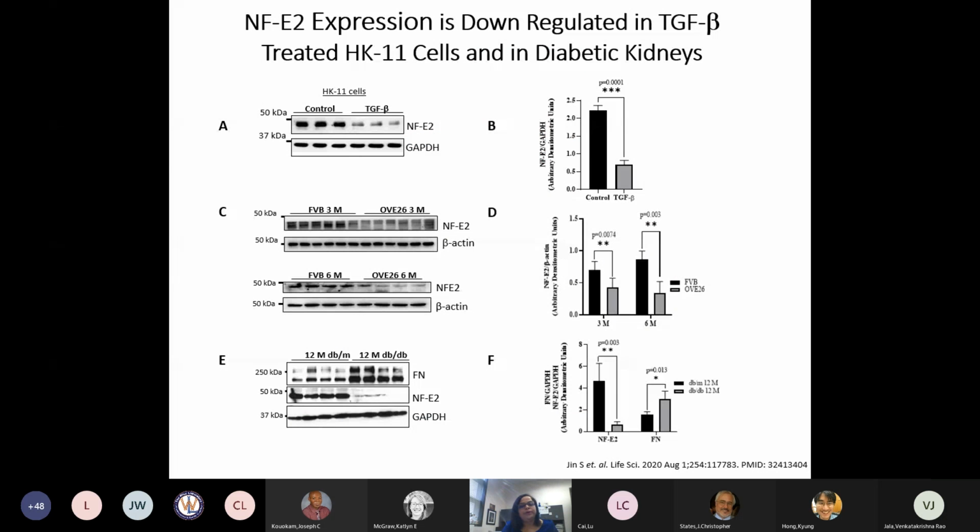Since NFE2 was found to be an HSP27 binding protein, we first wanted to examine its expression in human renal proximal tubular cells that were treated with TGF-beta, or in type 1 and type 2 diabetic kidney homogenates. As you can see, TGF-beta decreased NFE2 expression in the HK11 cells. Similarly, we saw a decrease in NFE2 expression in type 1 diabetic kidneys as well as type 2 diabetic kidneys, with a concurrent increase in fibronectin expression.